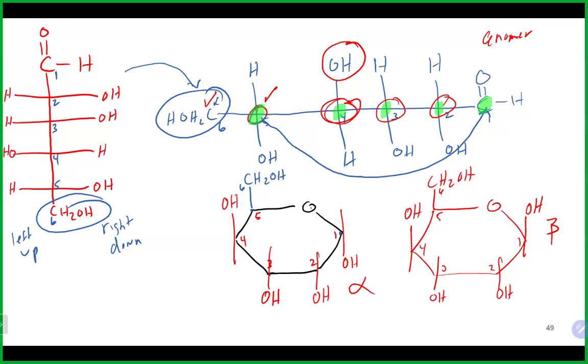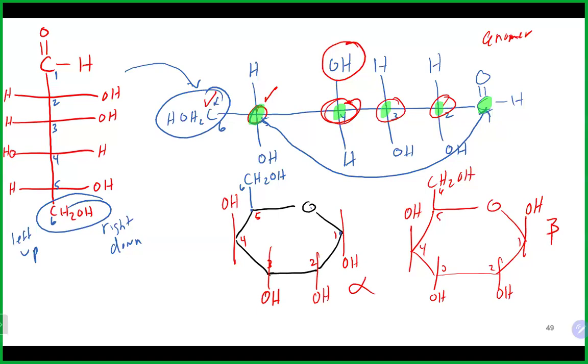Yeah, so they will tell you when they ask you to draw it, to draw either the alpha or the beta anomer of it. If they tell you to draw the alpha, you should put that last OH group down. And if they tell you to draw the beta, you should put the last OH group up. They'll say, draw this as a cyclic alpha, whatever, or beta. So they'll give you that piece of information.